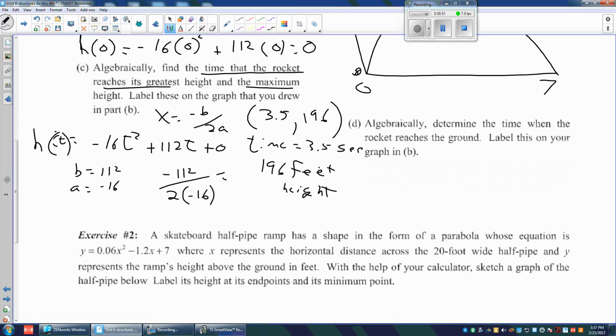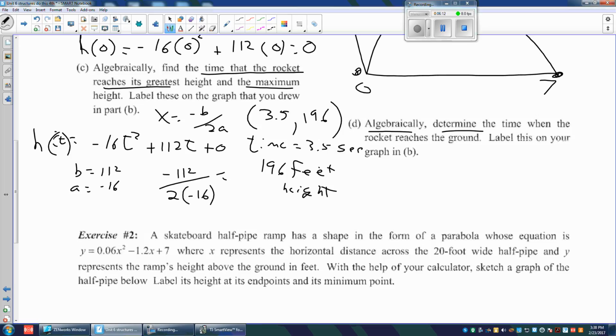Okay, we have the answer there somewhere on the paper, but it's not my job to interpret it as the person grading the paper. It's your job to clearly tell me what is happening. Algebraically, determine the time when the rocket reaches the ground. We know the answer is going to be 7. Label this on your graph. There it is. It's labeled as 7. So let's figure it out algebraically.